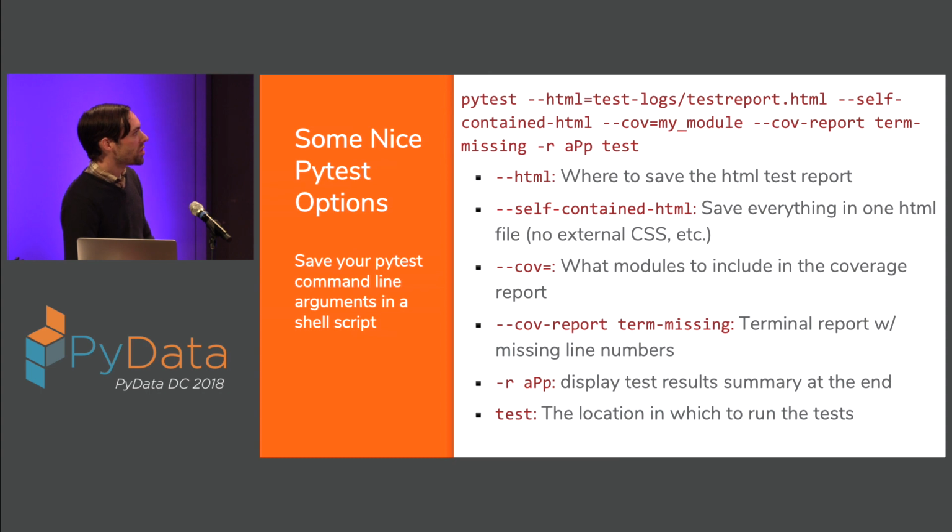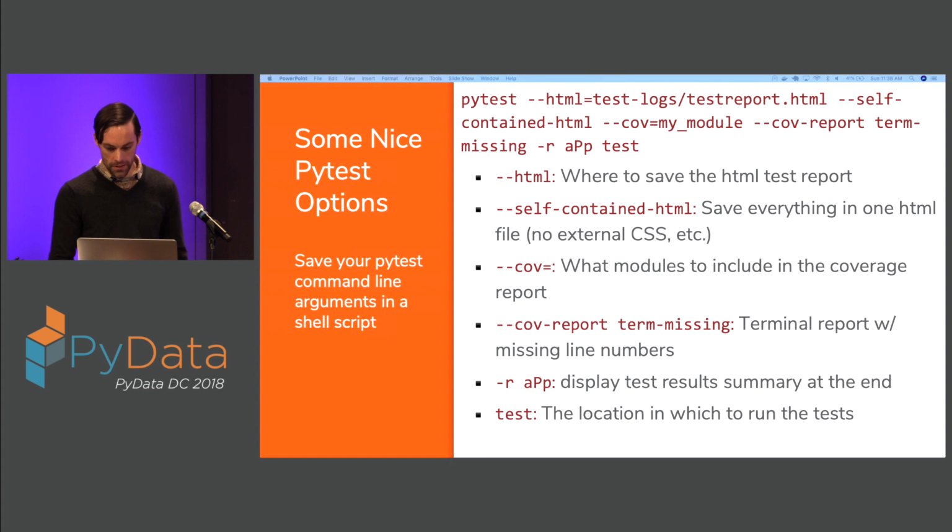And then cov report term missing, this is just a coverage report setting, and just tells it make a report to the terminal and include the missing line numbers so I know which lines weren't tested yet. And then the -r app flag tells it what test results to show you. This basically just shows you all of the test results. And then the very last argument is where you're going to be testing. So on mine, there's a folder called test, so I need to put that at the end of the command.